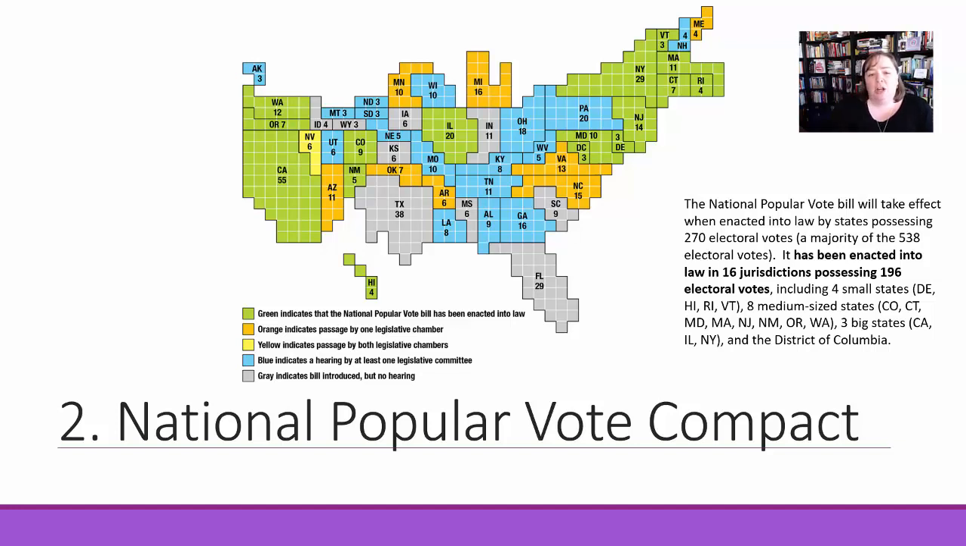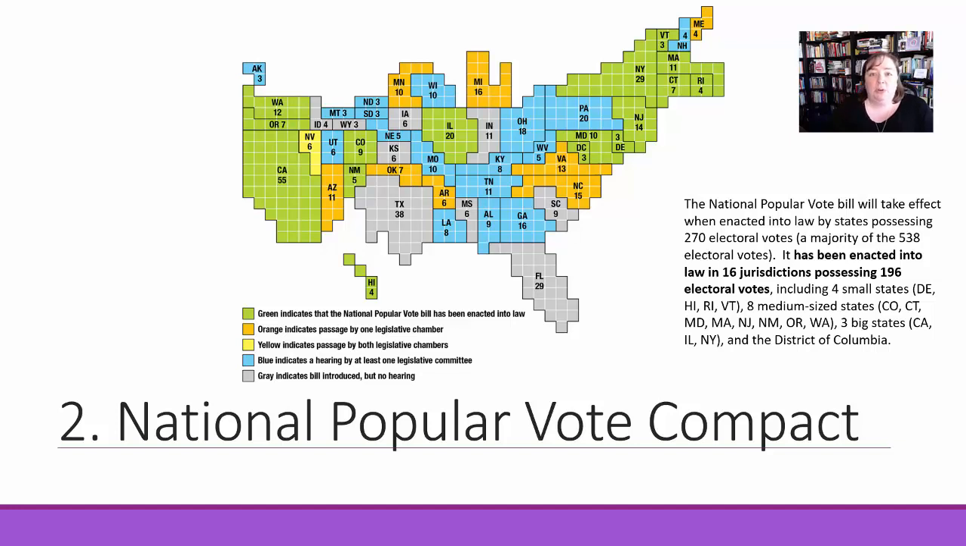So this map here shows us the status of that. All of the green states are the ones that have adopted this. You'll notice that in the text off to the side, the 16 states that have adopted this possess 196 electoral college votes, but you need 270 to win.